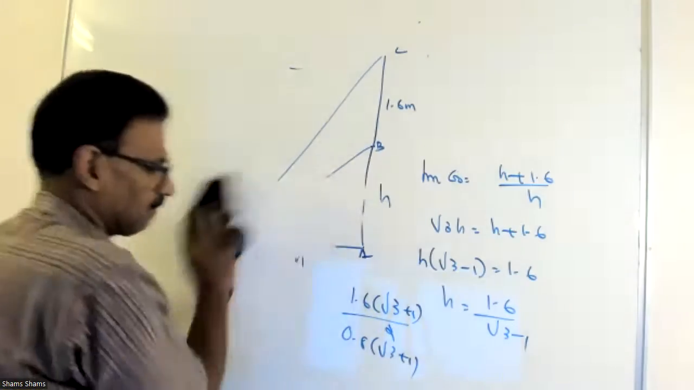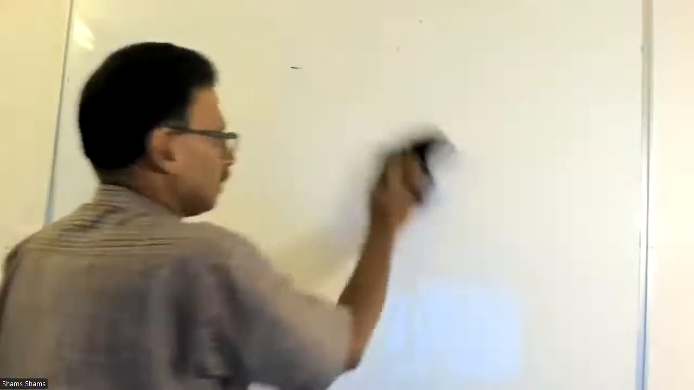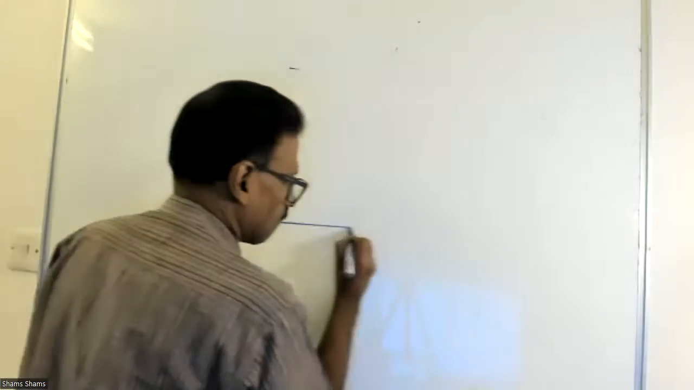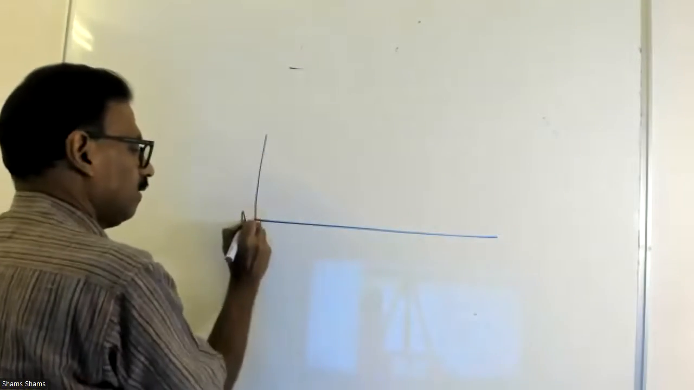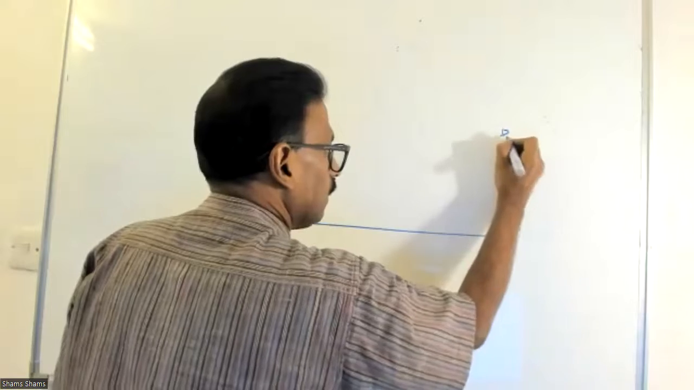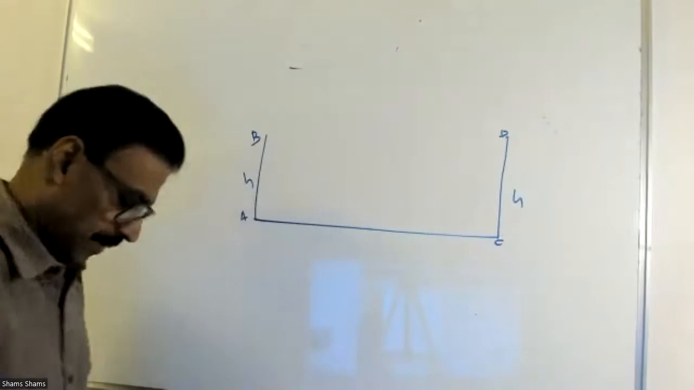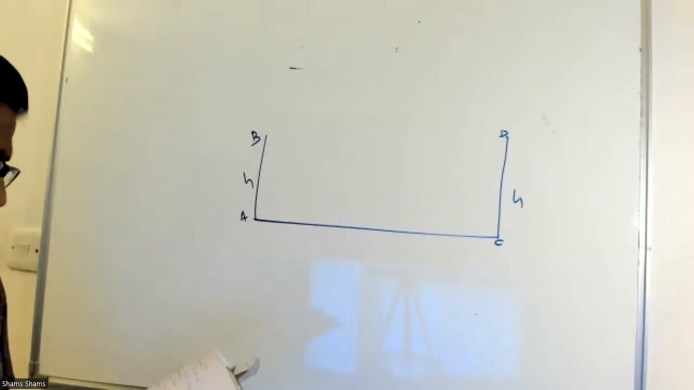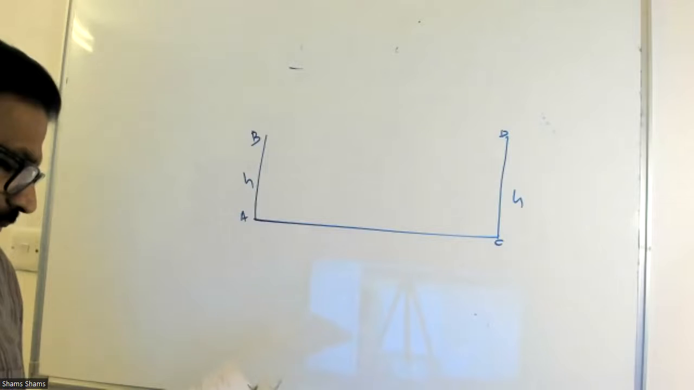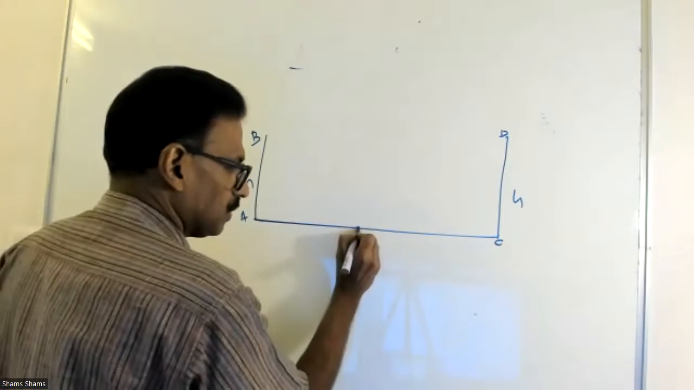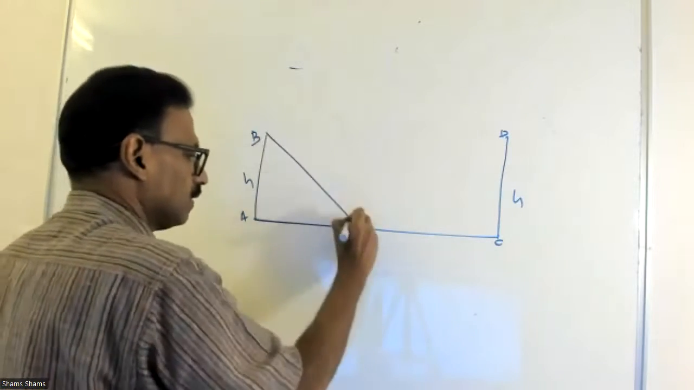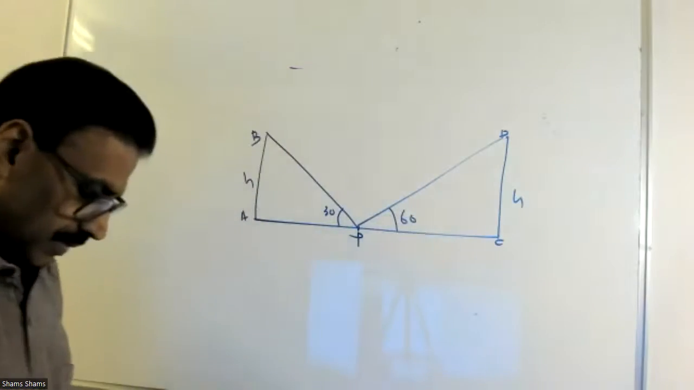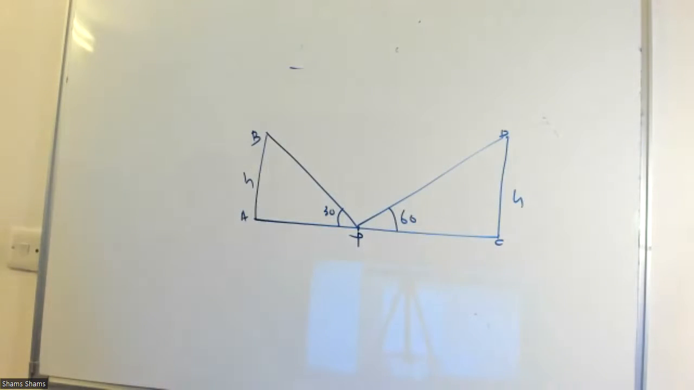Question number 10. Look here. Two poles of equal height. Listen. Here is the ground, two poles A, B, C, D, each of height H. Two poles of equal height are standing on each side of a road which is 80 meter wide. From a point between them, the angles of elevation of the two poles are 60 degree and 30 degree. Take a point here, suppose P. From here this pole is 30 degree and this pole is 60 degree. Then find the height of each pole and the distances. This is the figure. Is the figure okay or not?